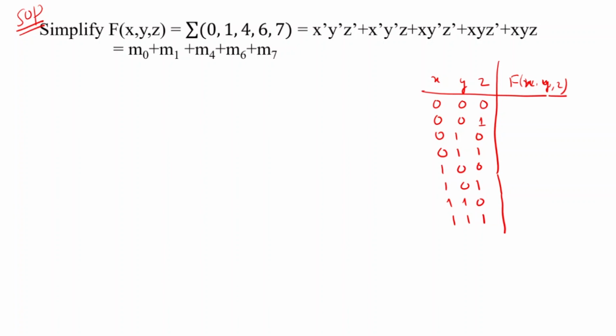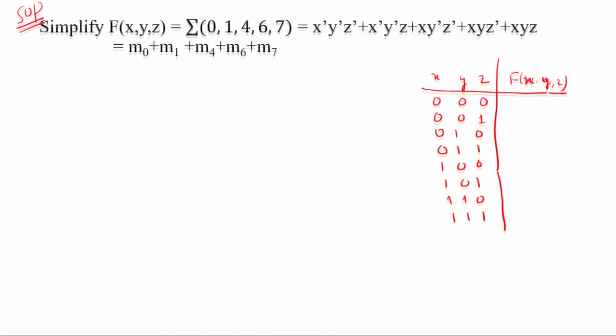What will be the output here? This is directly written: summation of 0 1 4 6 7 means for these particular min terms the output is 1, and for the rest of the min terms the output is 0. m0 is present here, this means the output is 1. Similarly m1 is present here, what will the output be? That is 1. m2 is not present, that means 0. m3 is not present, 0. m4 is present, 1. m5 is not present, 0. m6 is present, 1, and m7 is 1.